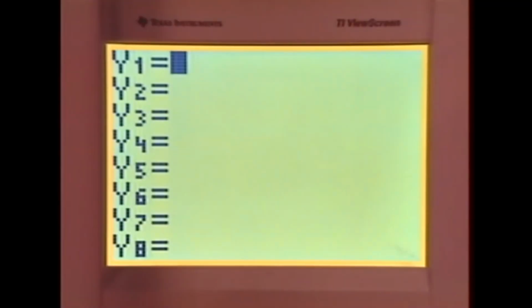So let's go to our graphing calculator, our computer technology, and let it help us find these properties. Here we have our y equals menu. We can input as many as 8 functions at least, even though there are 2 more that are hidden. Let's start with some simple a values.